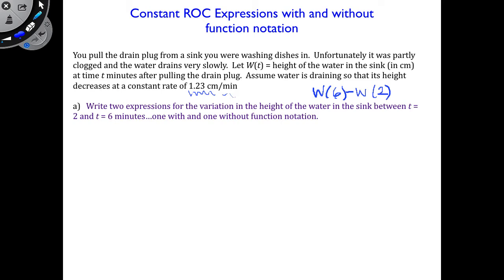That's not true in all situations. Like the race car, not all amounts of time is a race car going to be going the same speed. That doesn't make sense, really. But for small amounts of time, we can assume that. In this case, because we have this constant rate of change, we could also say it's dropping by a rate of 1.23 centimeters per minute times 4 minutes.